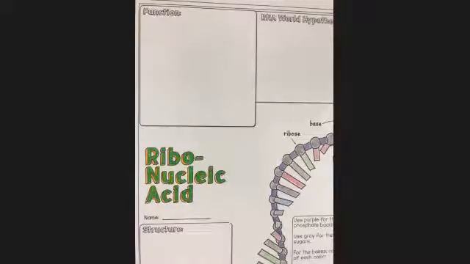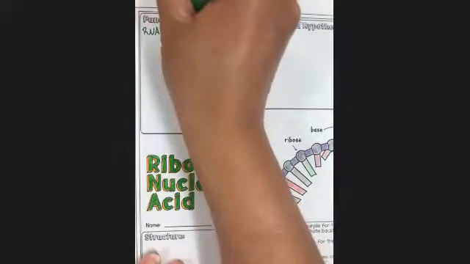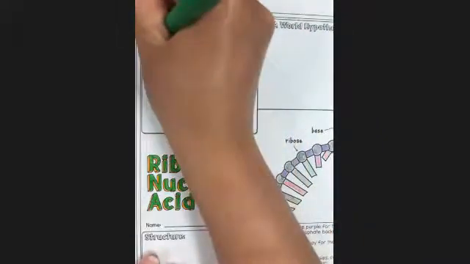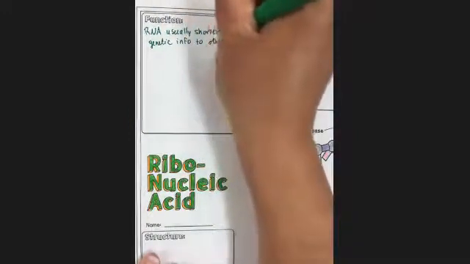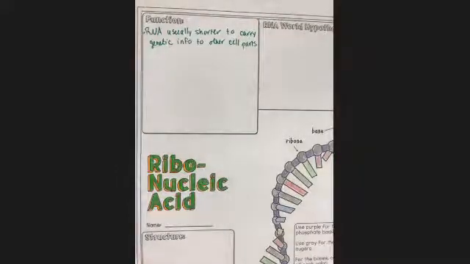For example, we know it's shorter, and its main purpose is usually to carry genetic information. For example, it's going to carry it from the DNA wherever it needs to go. So RNA is usually shorter, to carry genetic info to other cell parts. Okay, that's something that's special.